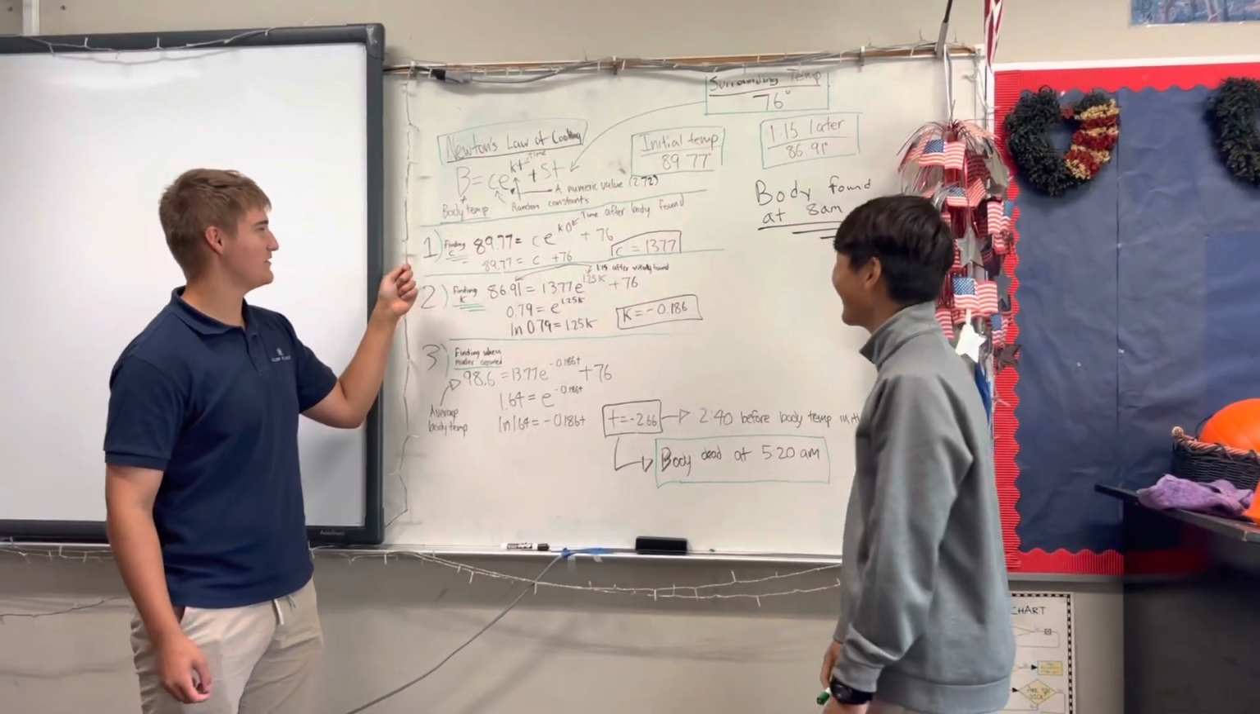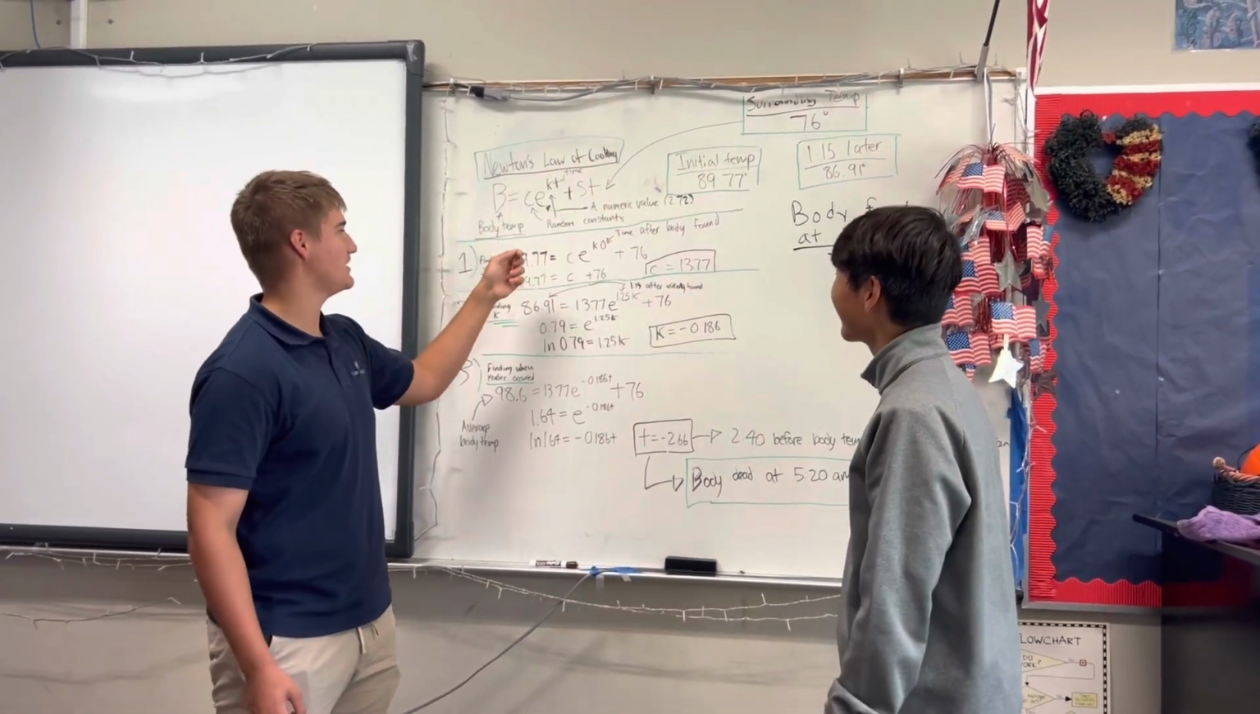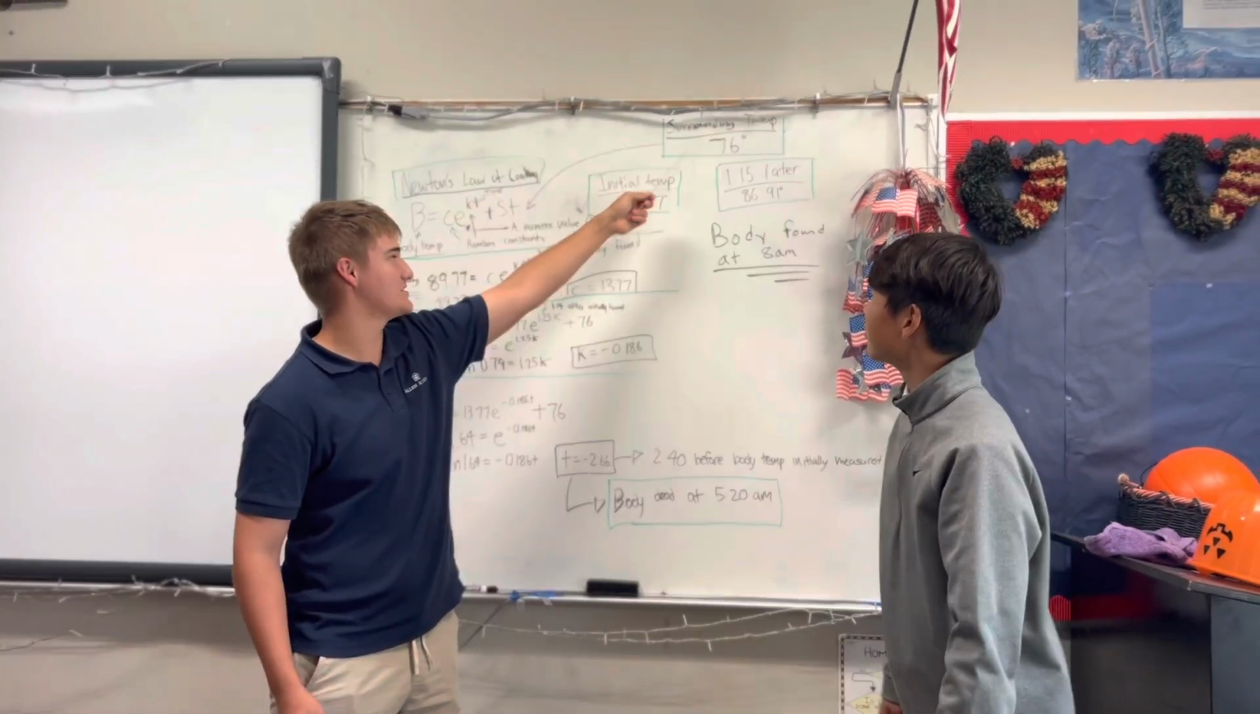So with V, we have the body temperature, and C, we have random constants, and to the E power, we have K and T, which we'll solve for, this is the time. Plus the surrounding temperature, which is 76 degrees.